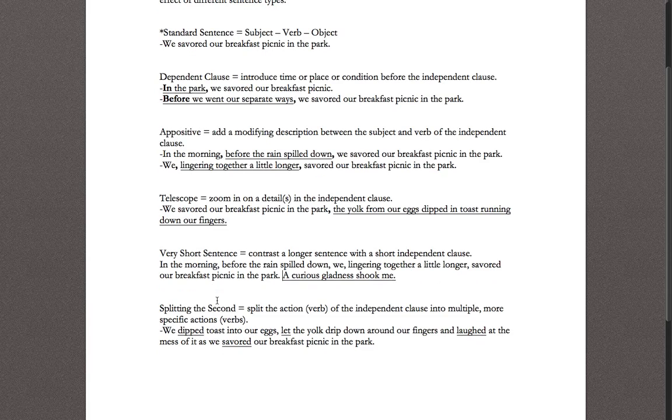This is to split the action or the verb of the independent clause into multiple, more specific actions or verbs. So before we just had "savored our breakfast picnic in the park," but I want to give more detail to it so that we can see how the savoring is happening. So I give a series of actions to slow down what savoring is happening.